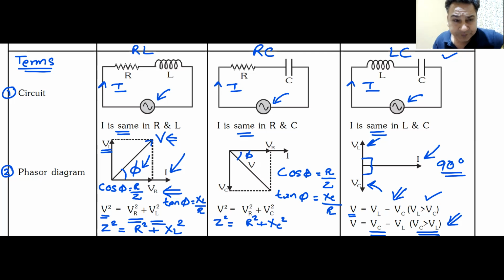If VL is more, then voltage will be ahead by 90 degrees. If VC is more than VL, voltage will be behind by 90 degrees. I hope you have understood this. I'll give you a minute to note it down.